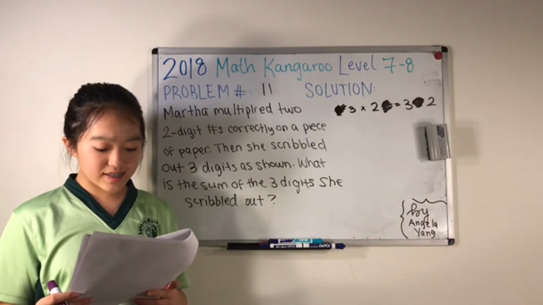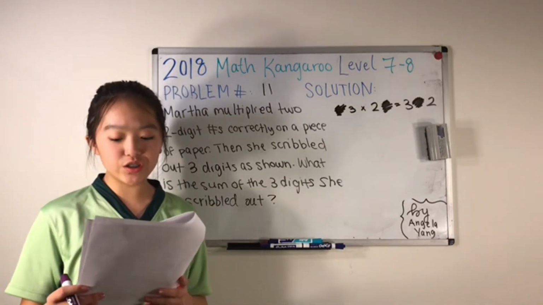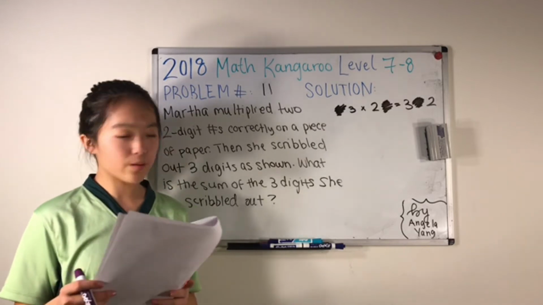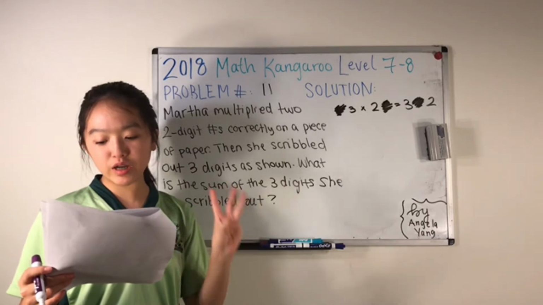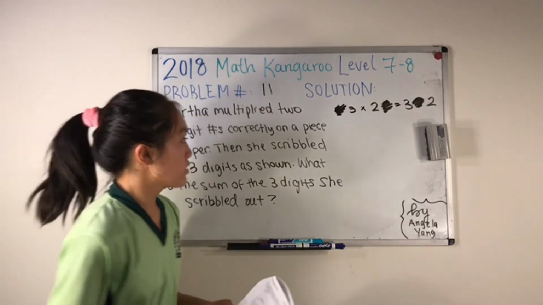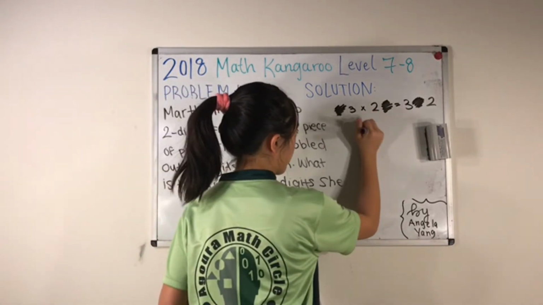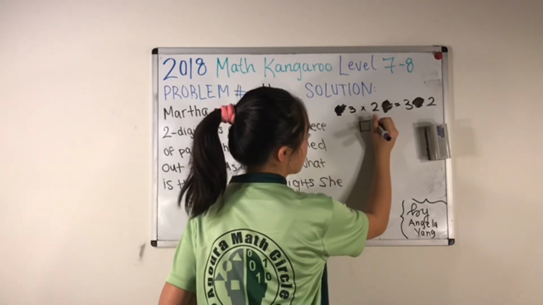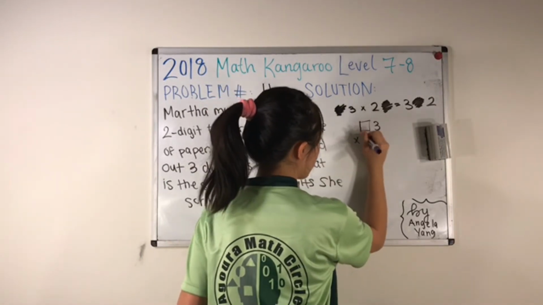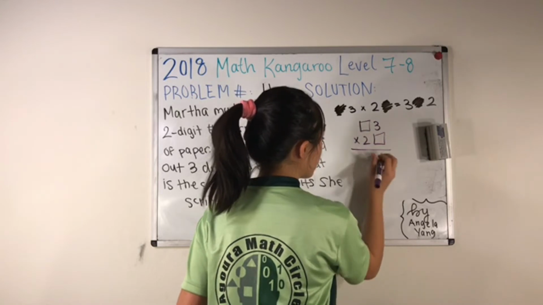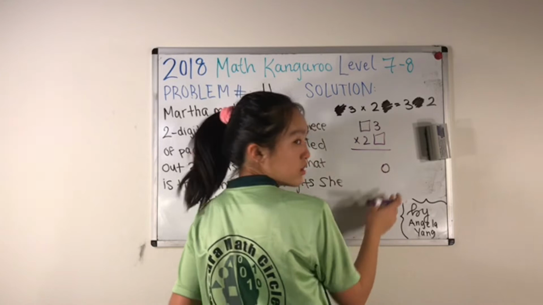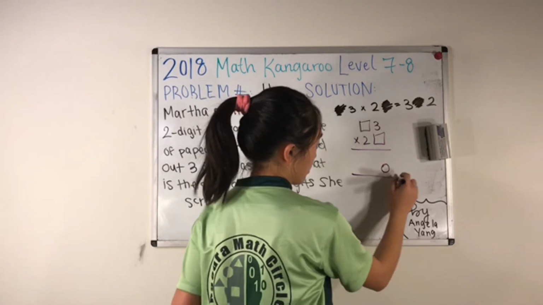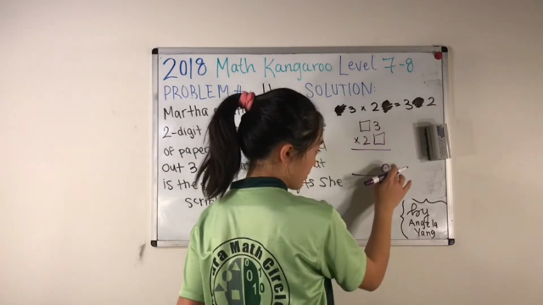Problem number 11 says, Martha multiplied 2 two-digit numbers correctly on a piece of paper. Then she scribbled out 3 digits as shown. What is the sum of the 3 digits that she scribbled out? So to solve this, let's put this in the normal way that we would solve this, with the scribbles as empty boxes instead. So we have this, then we have our numbers over here, and then we have a 0 over here, because when you put down the second part of double-digit multiplication, you have a 0 over here.